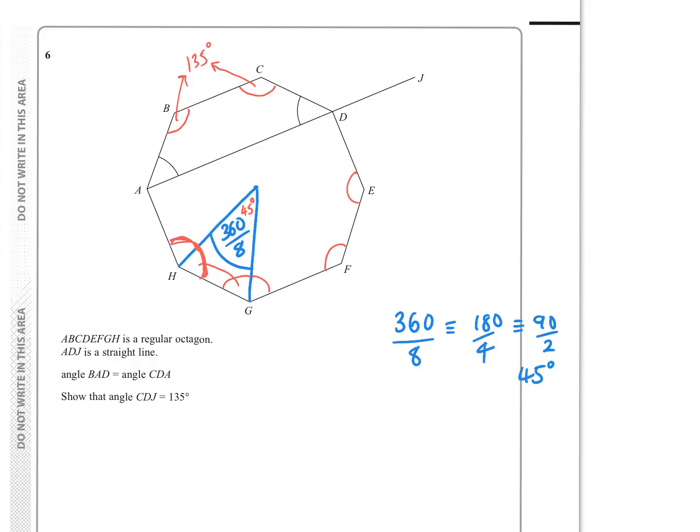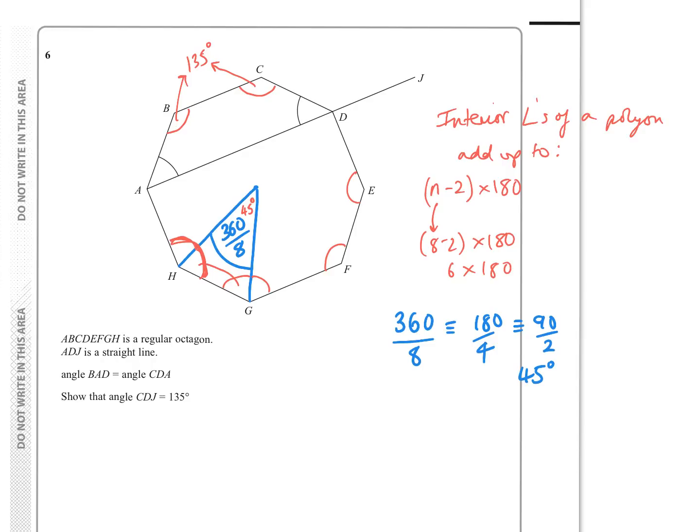Alternatively, you could work out those angles by saying the interior angles of a polygon add up to, and you can use the formula n minus 2 times 180. In this case, n is 8, so we'd have 8 minus 2 times 180, which is 6 times 180. And 180 times 6, that's 1080, but we've got 8 of those angles, haven't we, because there's 8 vertices, so we can do 1080 divided by 8 is 540 over 4, which is 270 over 2, which gives us 135.